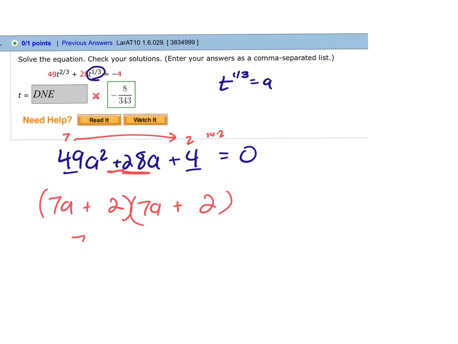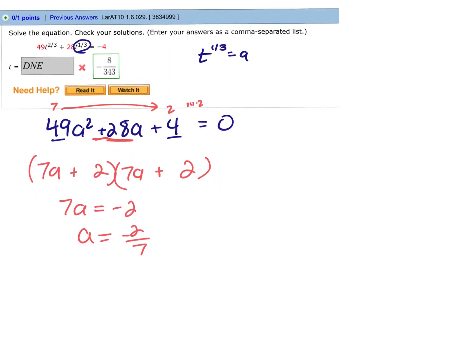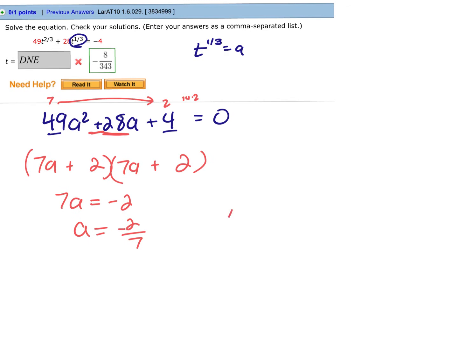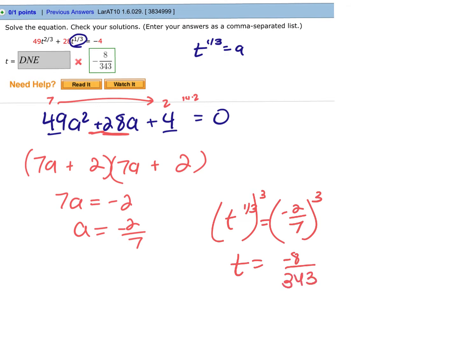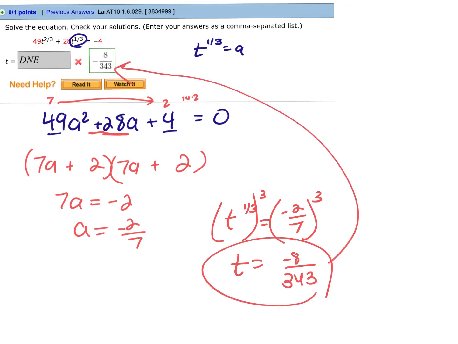Then solve, so I'd get 7a equals -2, and a equals -2 over 7. And you just get it twice. So then that equals your t to the 1/3. I'm going to raise each to the 3rd power. -2 times -2 times -2 is -8, and then 7 times 7 times 7 is 343. That's where that solution comes from.